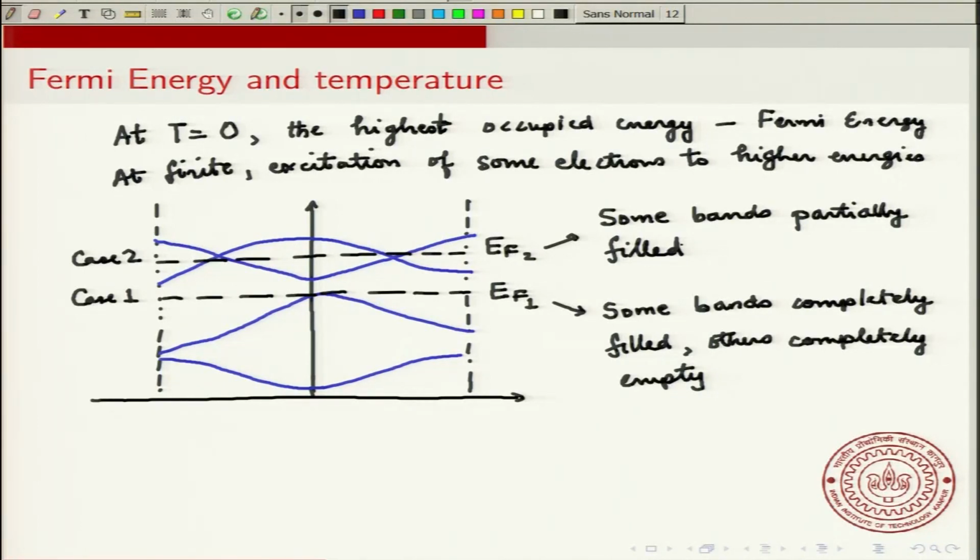With this I will conclude this lecture for today. In this lecture we summarized some of the points about band theory of solids, and we also looked at how to fill electrons into the bands. In the next lecture I will talk about the concept of density of states. Thank you.